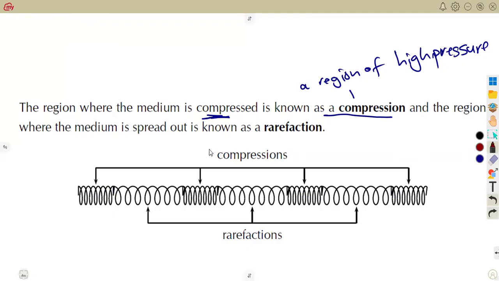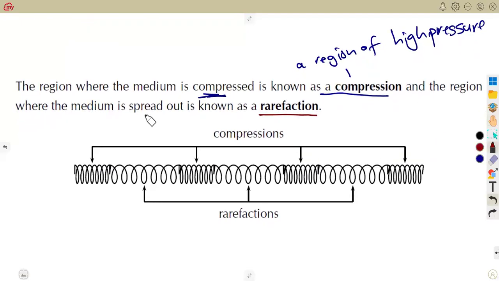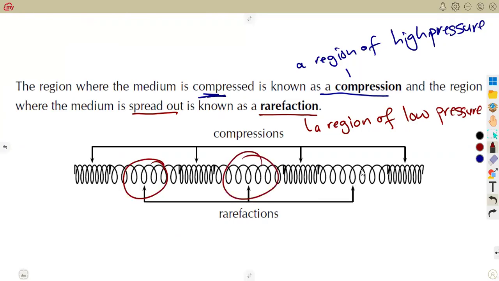Then we have a region which is referred to as the rarefaction. This is the region where the medium is spread out, a region of low pressure. So they have low pressure at the rarefaction. These are the rarefactions, those are the ones being indicated there. You need to be very careful with this part.